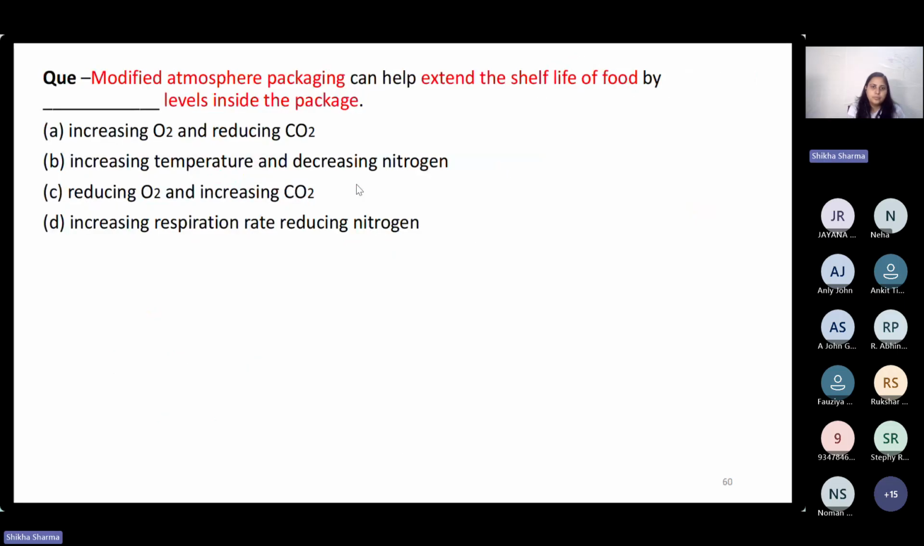Okay, let's see this question. Modified atmosphere packaging helps extend the shelf life of food by maintaining the gas level inside the package. So does it increase the oxygen and reduce CO2, or increase the temperature and decrease nitrogen, or reduce the oxygen and increase the CO2, or increase the respiration rate by reducing the nitrogen? Which one would be correct for modified atmosphere packaging?